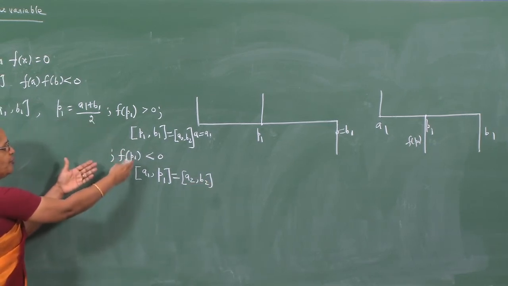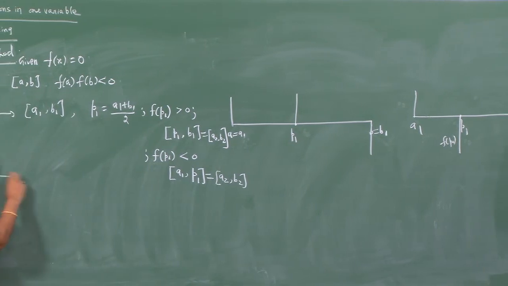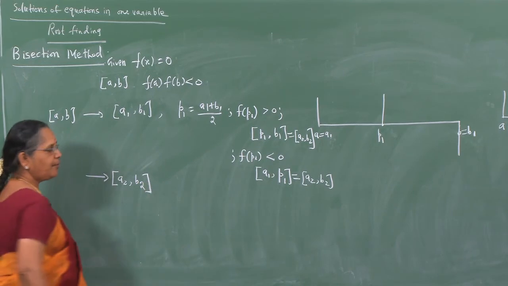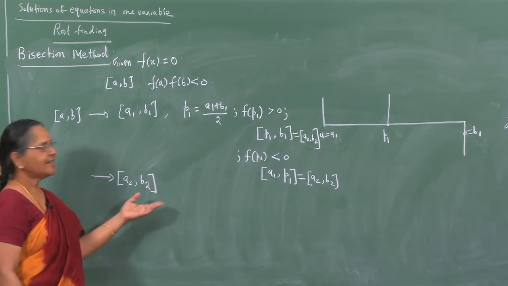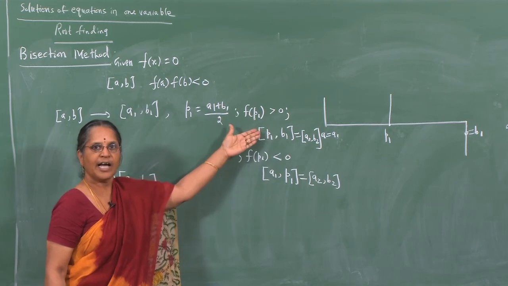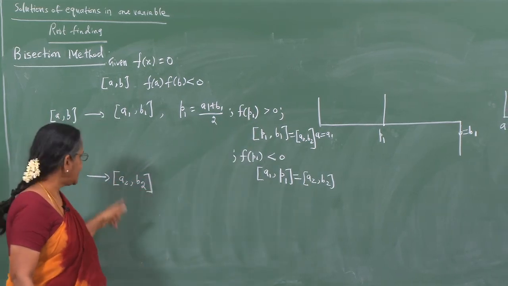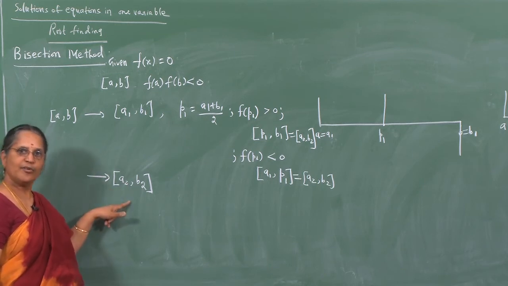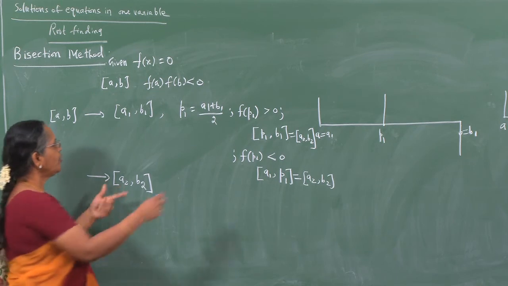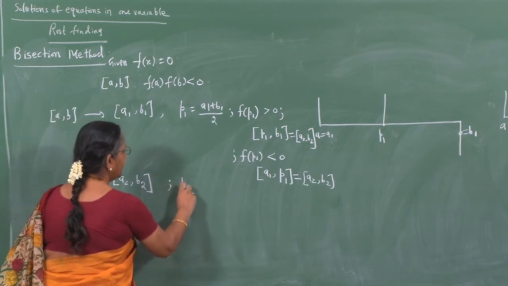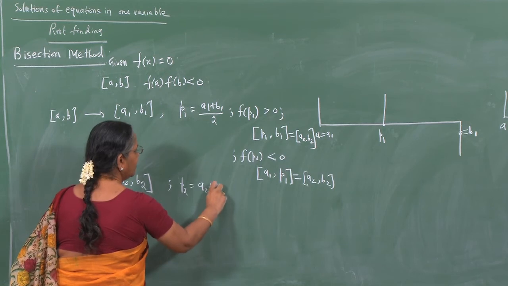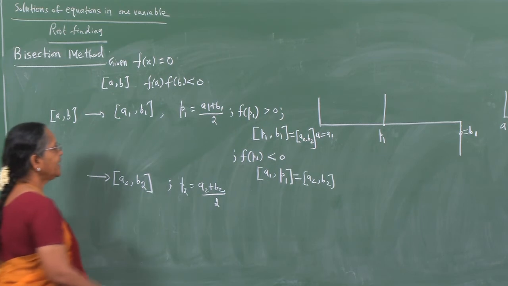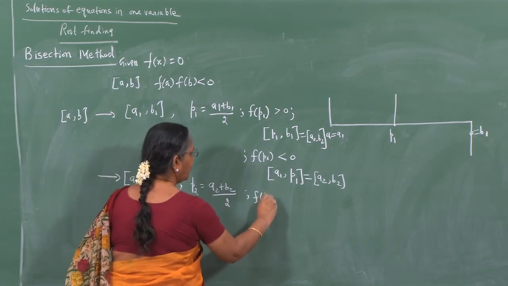So, I now move to the next step. What is the next step? At this step, I have an interval a 2, b 2. I know what they are, as I have already determined by arguing in this way. So, at this stage, I have an interval a 2, b 2, which encloses a root of this equation. So, I determine the midpoint of this interval, which is a 2 plus b 2 by 2, and evaluate what is f at p 2.